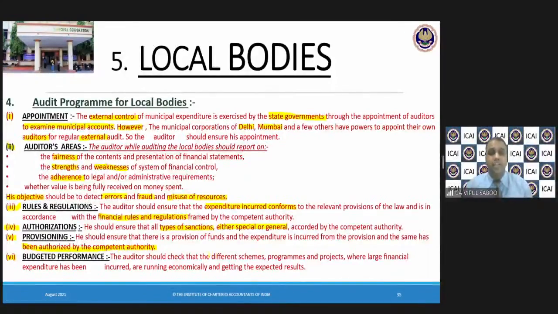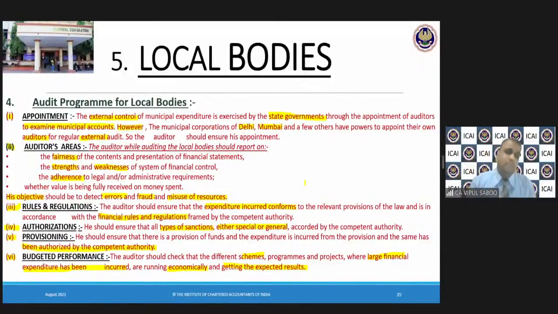So the auditor should check that the different schemes, programs, and projects where large financial expenditure has been incurred are running economically, and that unrequired expenditure is not being made, and that you are getting the expected results. What was the need of this expenditure if you're not getting the expected result? You have constructed a school for the local children and the roof is leaking. So what is the need of that if the roof is leaking?